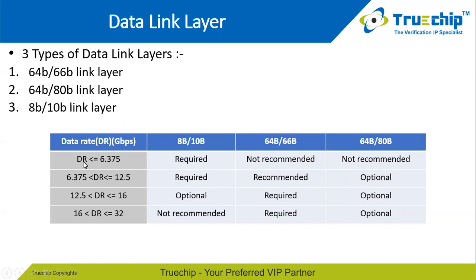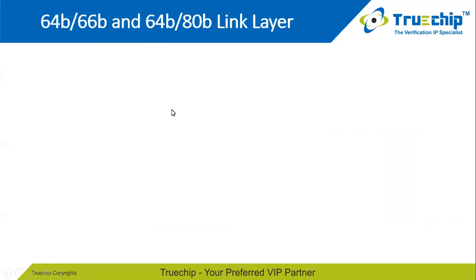For data rate up to 12.5 Gbps, 8-bit 10-bit is the required link layer, whereas for data rate from 12.5 Gbps to 32 Gbps, 64-bit 66-bit is the required link layer, and 64-bit 80-bit can be used optionally. In the upcoming slides, we will discuss about each of the three data link layers in detail. So moving on to the next slide, now let's start with the 64-bit 66-bit and 64-bit 80-bit link layer.